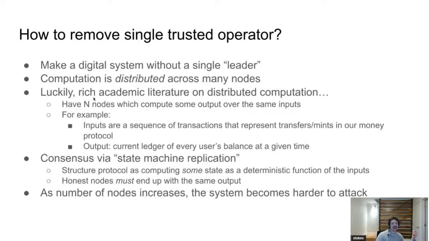Luckily, there's a very rich academic literature on distributed computation. And maybe from there, we can learn some things about how to do this for the context we care about. And generally how people have thought about this is, rather than just have one node in the system, you now have n nodes, which all compute the same thing.